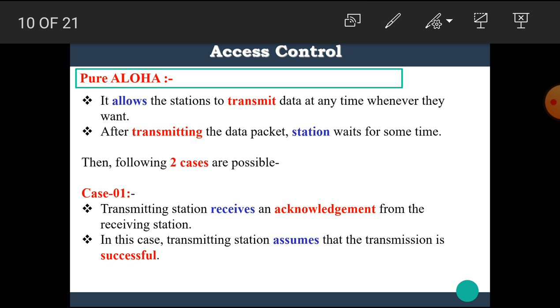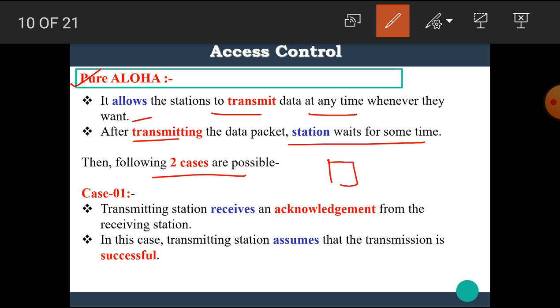Let's see the details about pure ALOHA. It allows the station to transmit the data at any time whenever they want. After transmitting the data packet, the station waits for some time. Then the following two cases are possible. Here the situation is that the stations are transmitting the data on a channel. If a station has the data, it transmits it and waits for some time. Then two cases may appear.